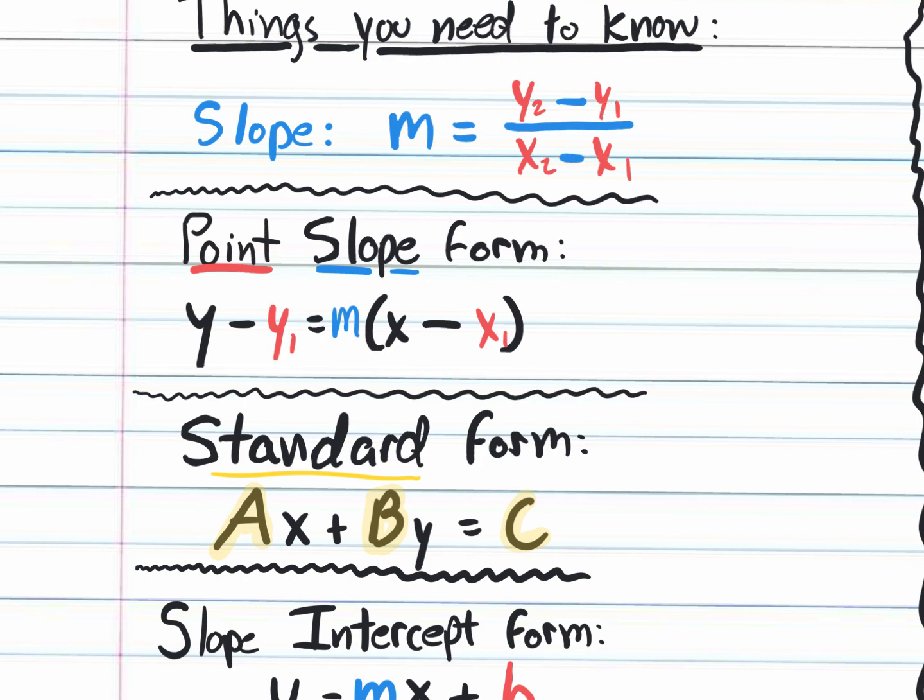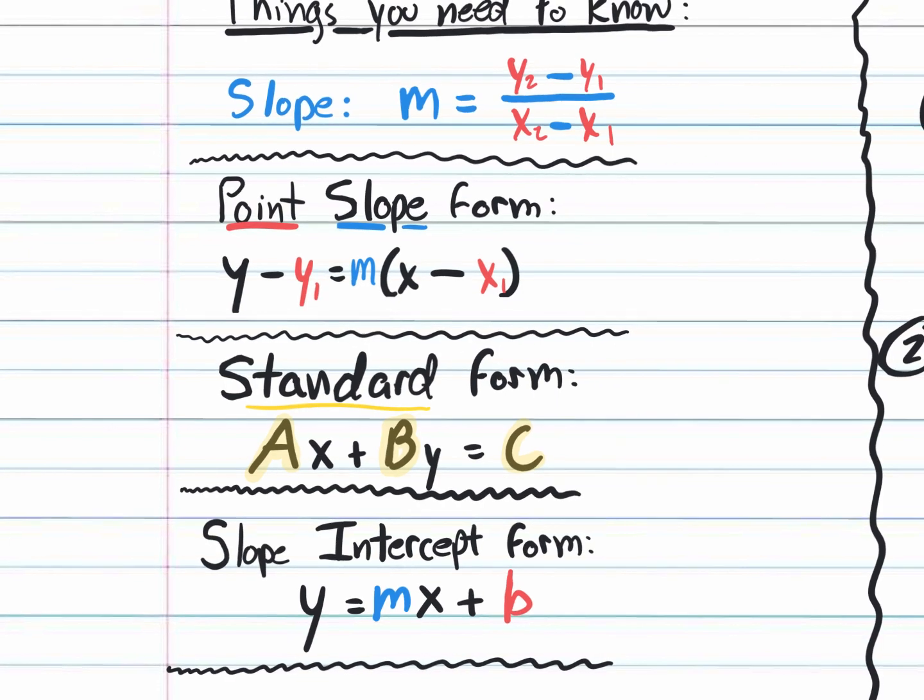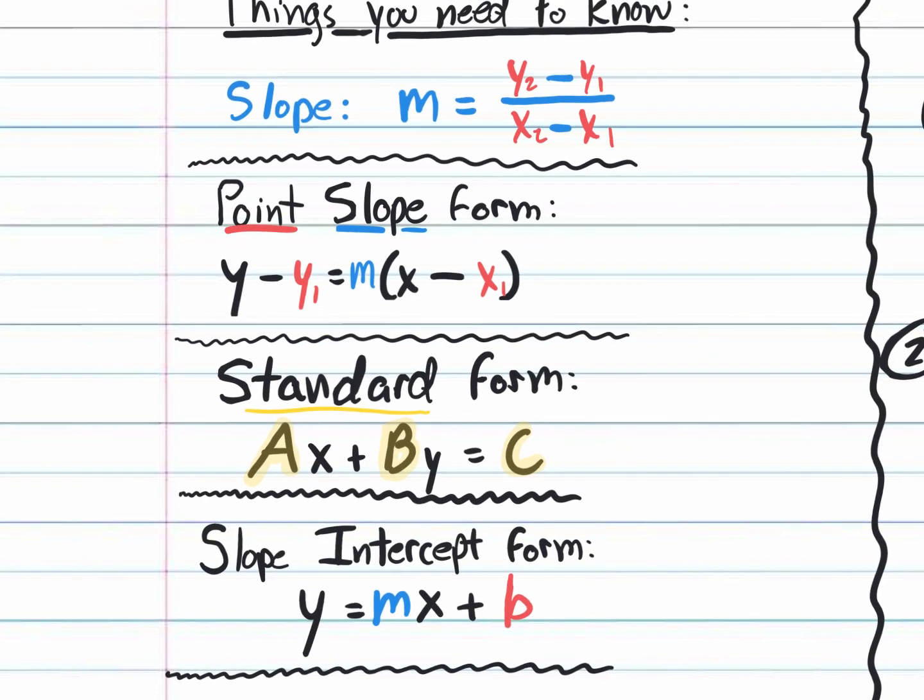And we also need to know the three different forms of equations. Again, the form of an equation is just the way it's organized, okay? So we have point slope form, which is y minus y1 equals m parentheses x minus x1. There's standard form, which is where you have x's and y's on the left side of the equal sign and the number by itself on the right side. And we also have slope-intercept form, the one that we're probably more comfortable with, y equals mx plus b.